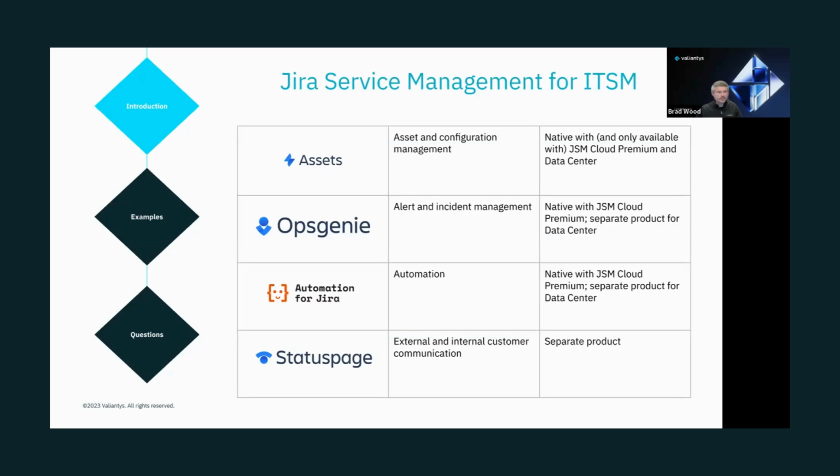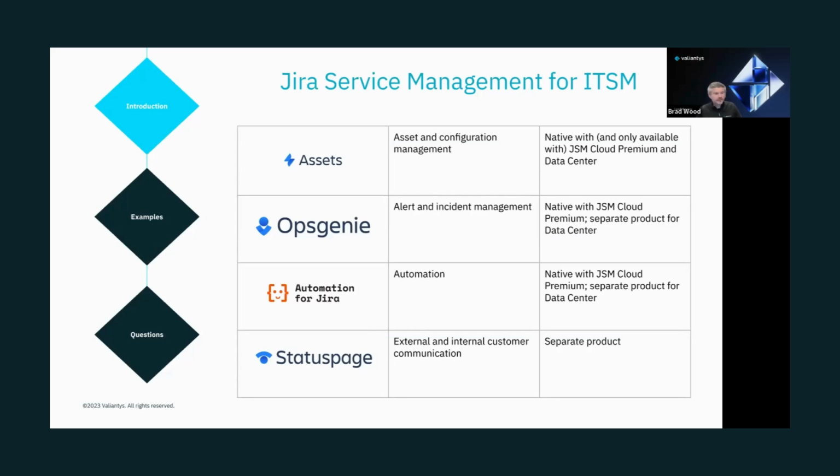We'll also talk about Opsgenie, which is Atlassian's alert and incident management system. It's native with JSM Premium, and for Data Center, it is a separate product. We're going to utilize automation for Jira. If you're already familiar with Jira in some capacity, you are no doubt familiar with using and maybe even configuring automation rules. This is completely out of the box, and the only difference between the tier levels of JSM is going to be in the number of allotted rule executions per month. There have been some recent changes in those limits, and you can find those on Atlassian's website for the different tier levels of JSM. And then lastly, Statuspage.